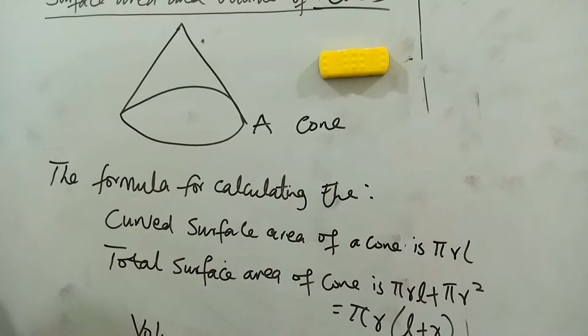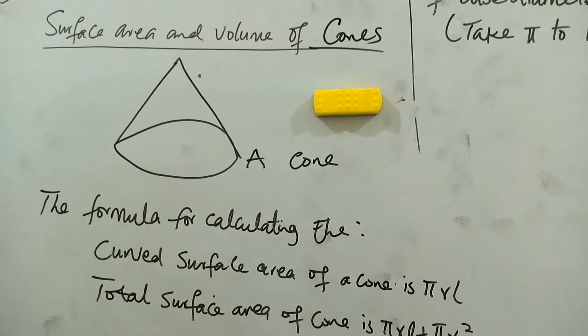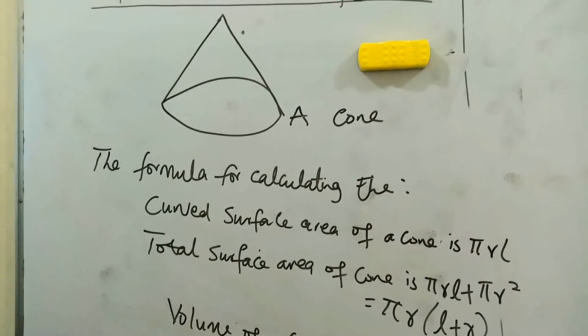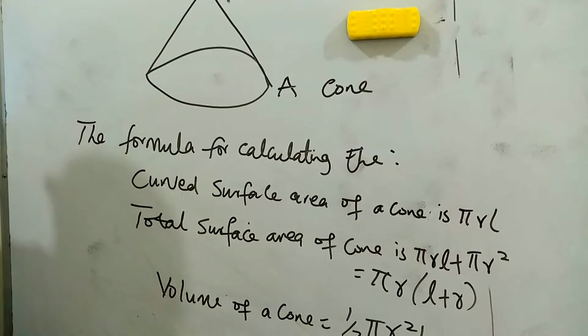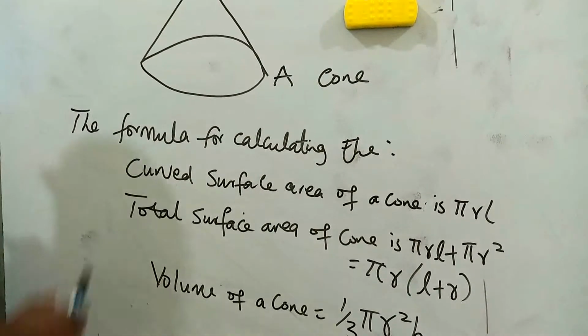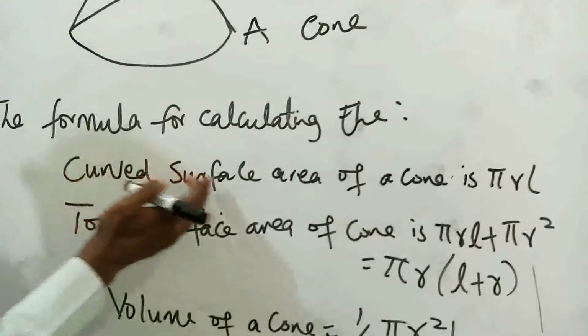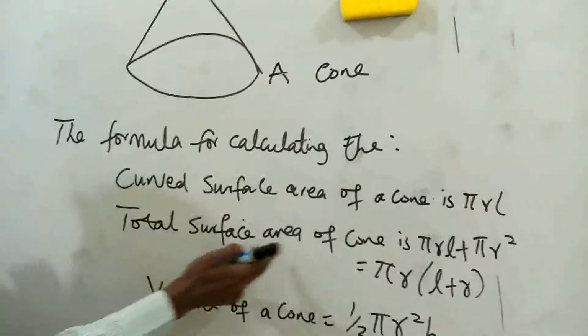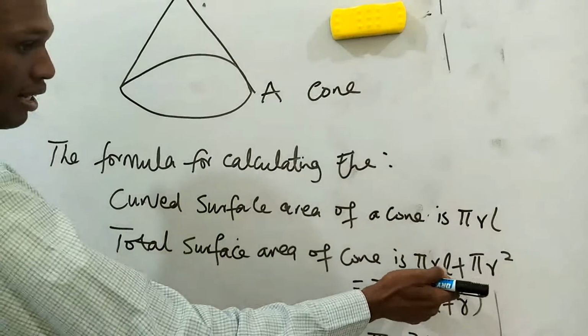Okay, let's look at surface areas and volumes of cones. You can see our figure of a cone on the board, and we have the formulas here. The formula for calculating the curved surface area is pi r L, and the total surface area is pi r L plus pi r square.